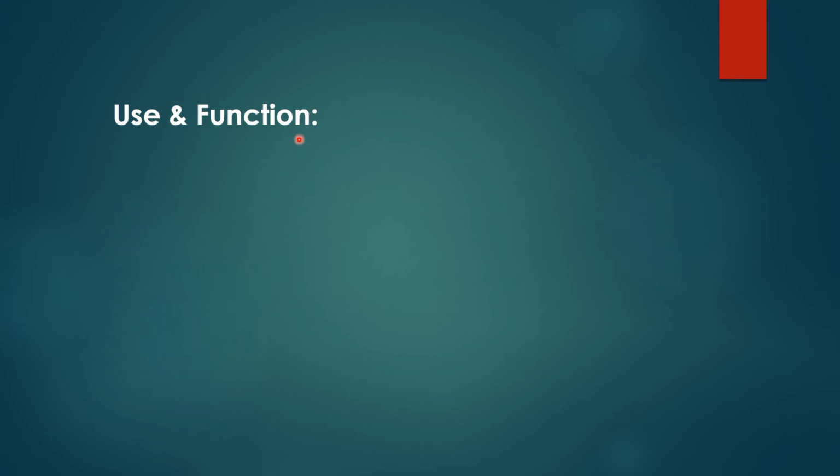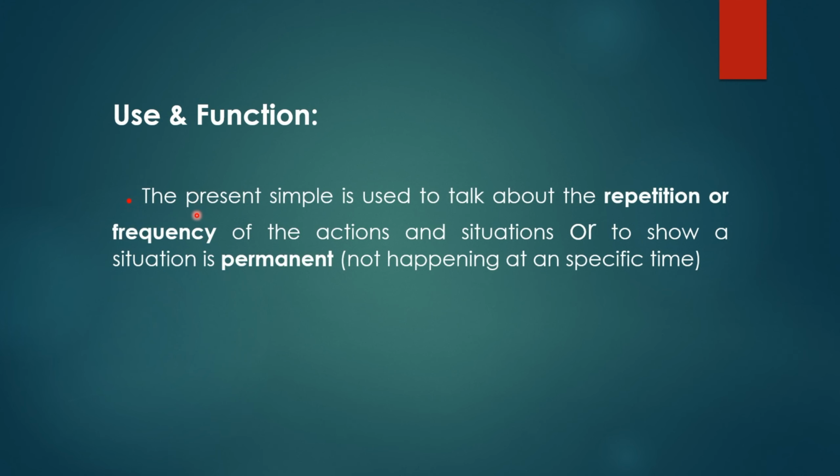Let's first start with the use and function. The present simple is used to talk about the repetition or frequency of actions and situations, or to show a situation is permanent. Actually, by this we mean that we don't use present simple to say, for example, that an action happened on a so-called day, at a so-called time. No, it just shows the repetition or frequency of the action.